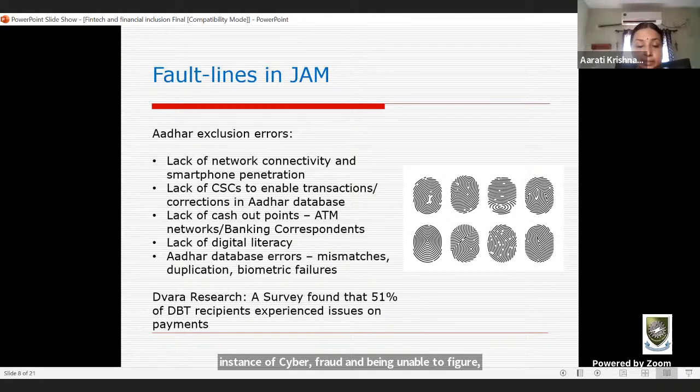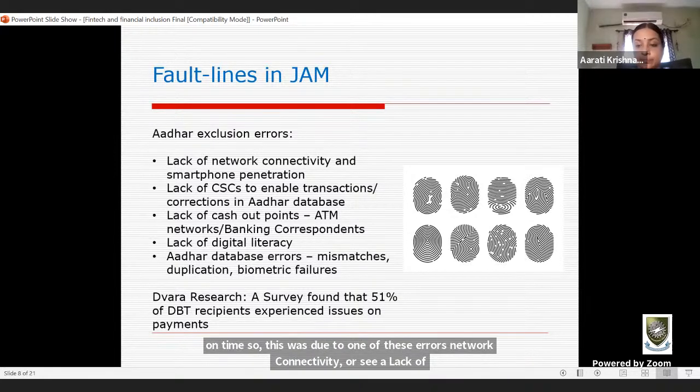A recent research study by Dvara Research found that 51% of DBT, direct benefit transfer, recipients saw issues in payments and did not get their payments on time. This was due to one of these errors: network connectivity, lack of cash-out points, literacy, etc.